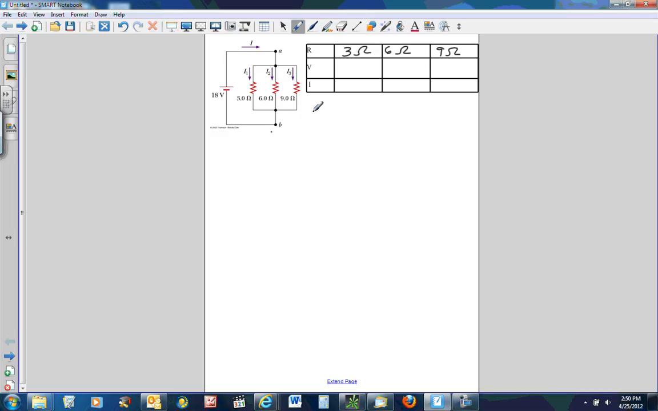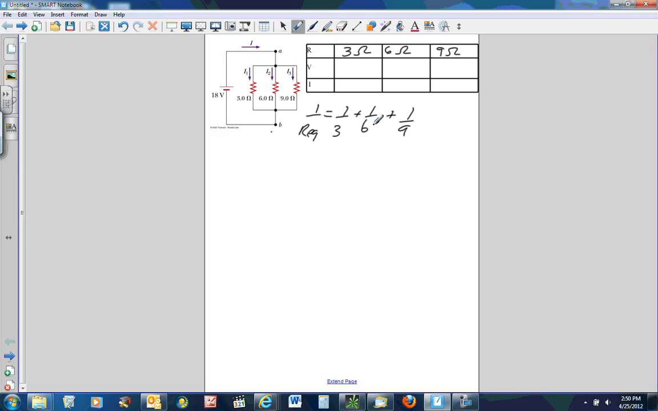And I do that with the equation 1 over Req equals 1 over 3 plus 1 over 6 plus 1 over 9. And I can put that right in my calculator, 1 divided by 3 without parentheses, plus 1 divided by 6, plus 1 divided by 9. The answer I get is 0.611. That is not the answer. That's 1 over the answer.